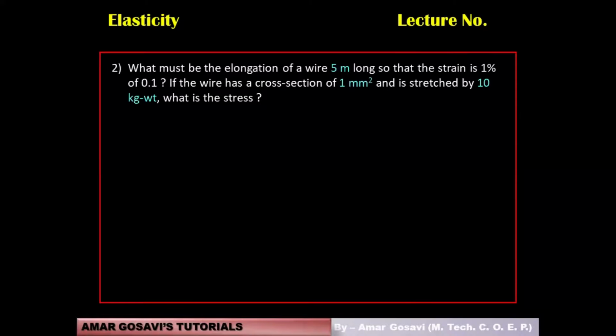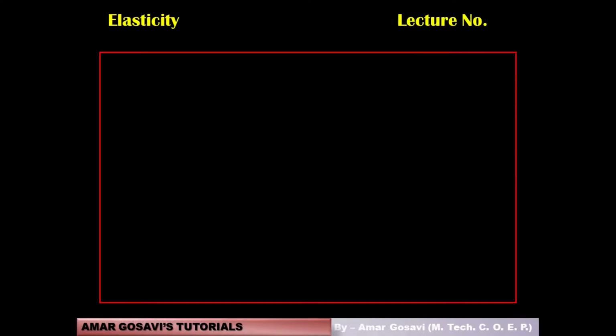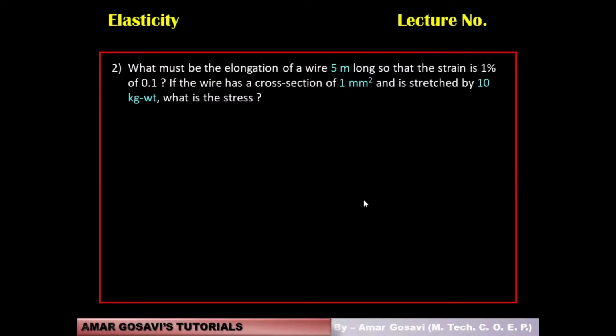So here you can see in this question they say what must be the elongation of a wire 5 meter long so that the strain is 1% of 0.1, if the wire has a cross section of 1 mm square and is stretched by 10 kg weight. Now when I'm saying 10 kg weight, that means to convert it into force, you will have to multiply it by 9.8. So what is the stress? They are expecting the stress over here. Please make a note of this problem.